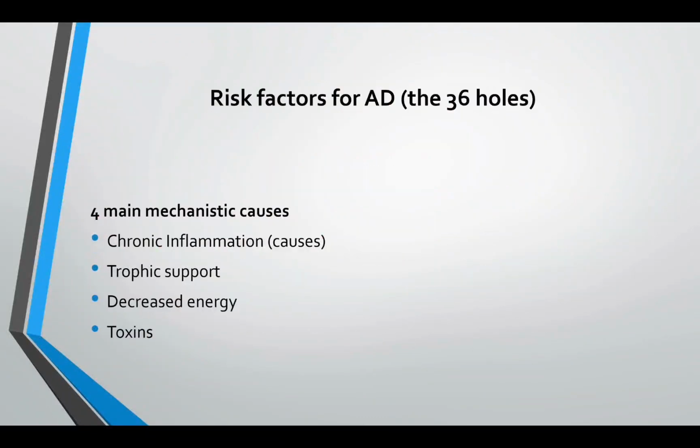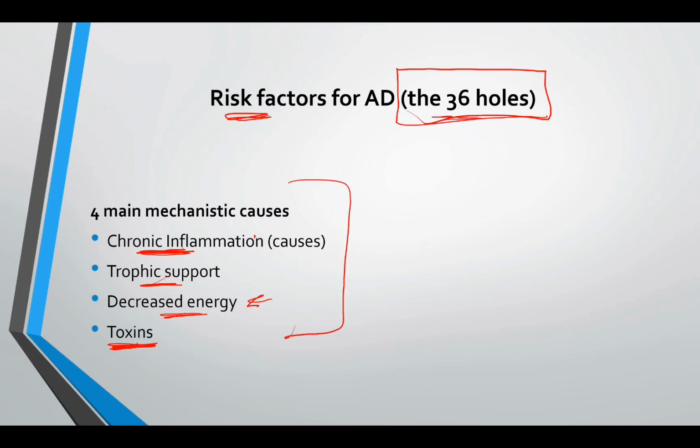Now, in summary, the risk factors that bring Alzheimer's disease are chronic inflammation, trophic support, meaning the nutrients that reach the brain, decreased energy, we'll talk about this later, and toxins, because toxins also create chronic inflammation. And Dr. Bredesen found that all these risk factors are approximately 36 causes. 36 causes can lead this APP to go to the bad side.